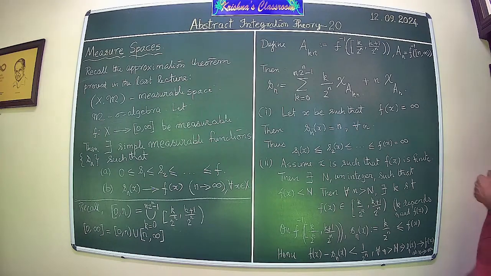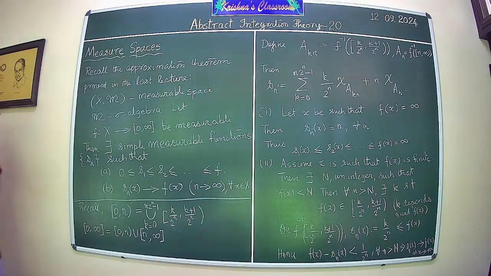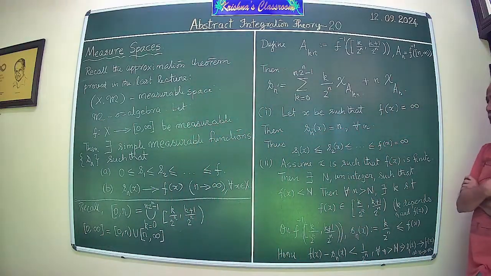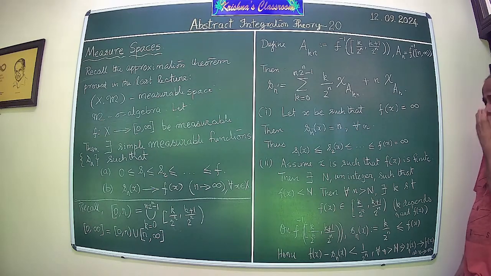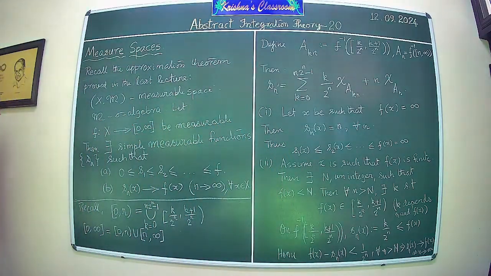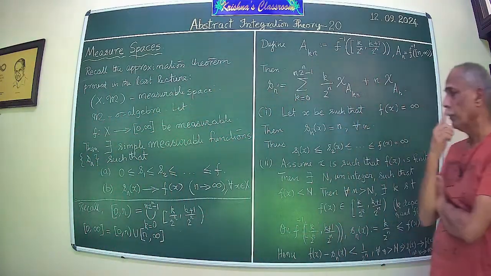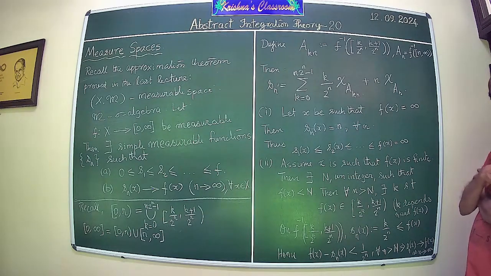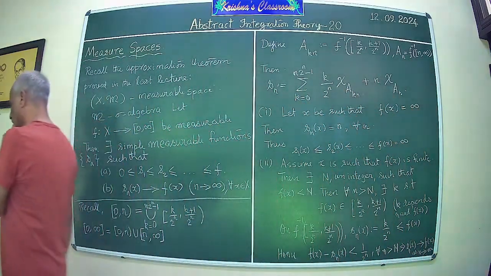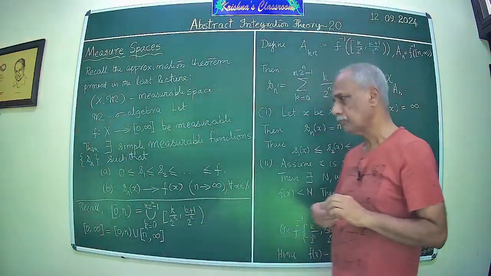So we did an approximation theorem, namely that all measurable non-negative functions can be approximated from below by a sequence of simple measurable functions which are monotonically increasing and bounded by the given function, with the property that the sequence of simple functions that we have constructed converges to the given function at every point.